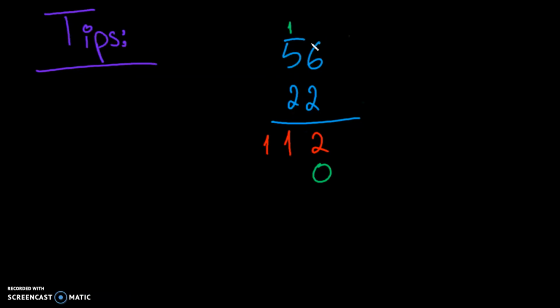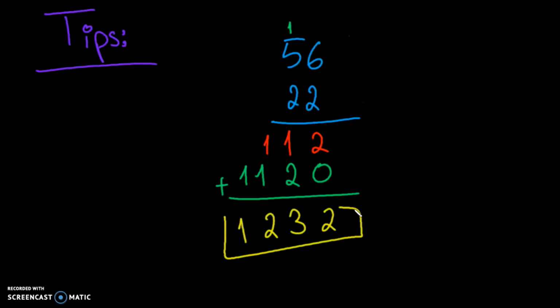Some people might get confused. They might add it here. It's above the 5. So it's 12. 2 times 5 is 10. Add the 1, 11. And you add both numbers. 2, 3, 2, 1. And you get the answer.